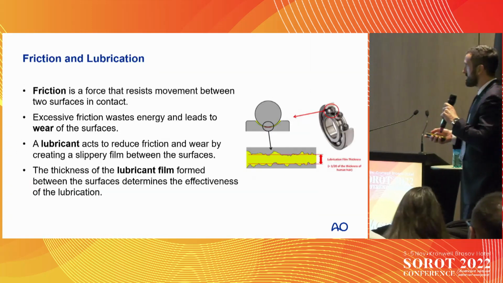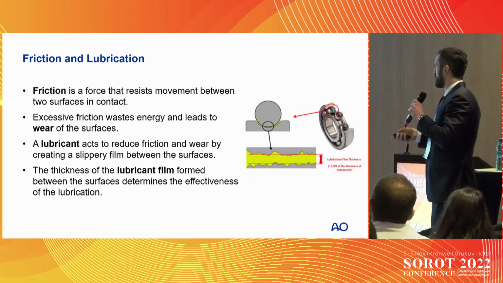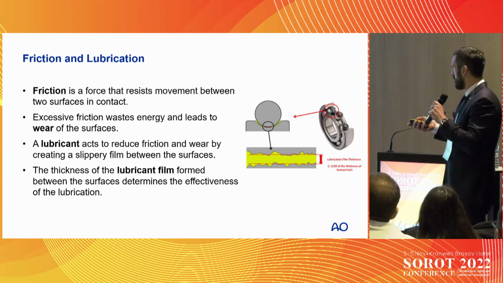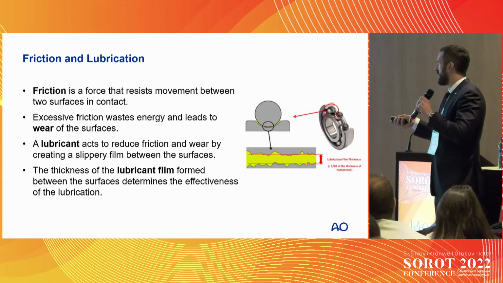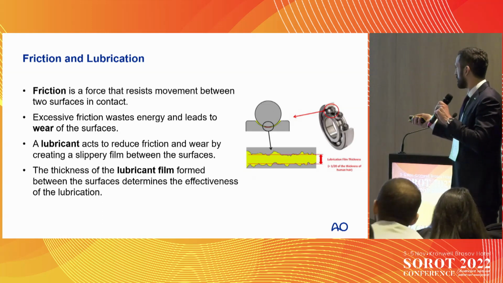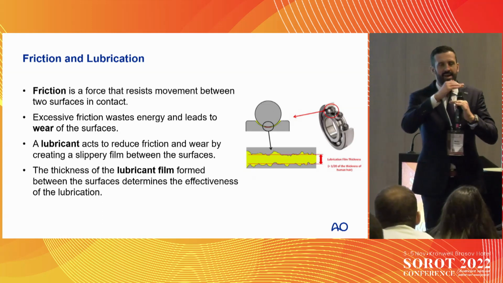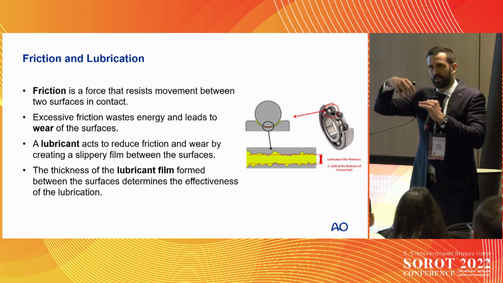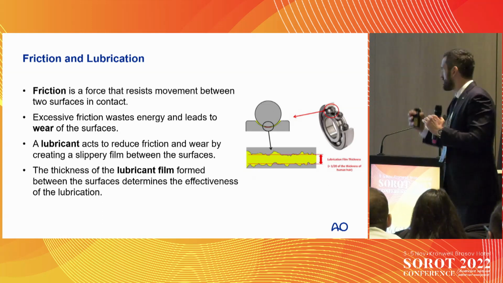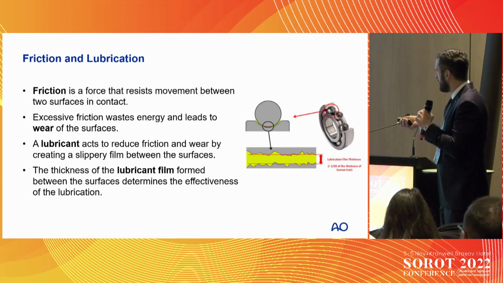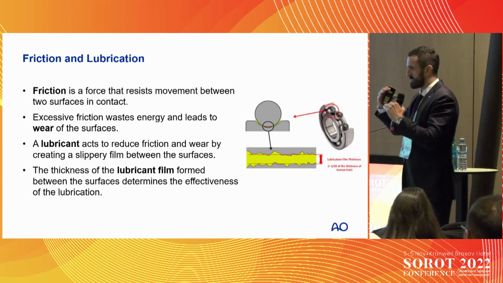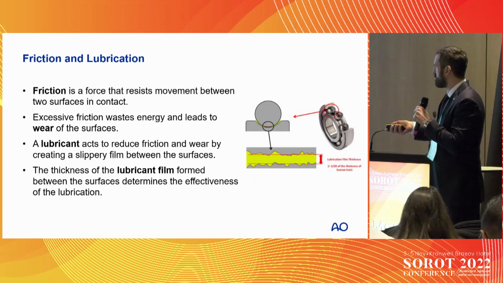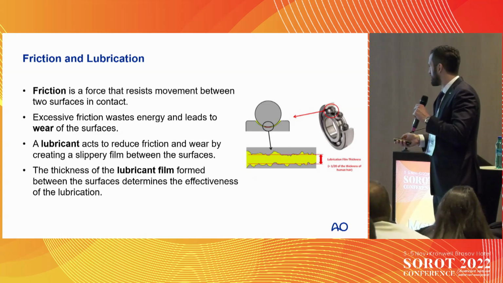So, friction is a force that resists movement between two surfaces in contact. Excessive friction wastes energy and leads to wear of the surfaces. A lubricant acts to reduce friction and wear by creating a slippery film between the surfaces. When you look at a really smooth surface microscopically, it is rough. It's not very smooth. So we need to have a certain fluid film between the surfaces to not have any wear. The thickness of the film formed between the surfaces determines the effectiveness of the lubrication.